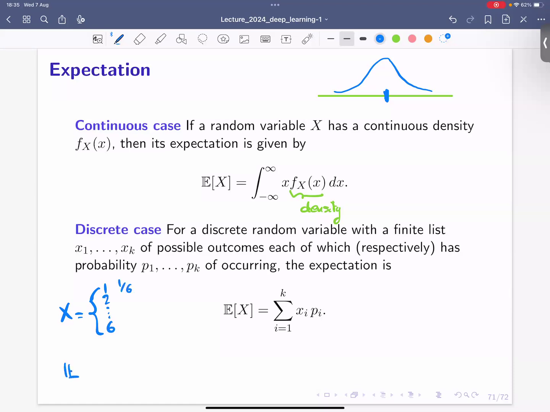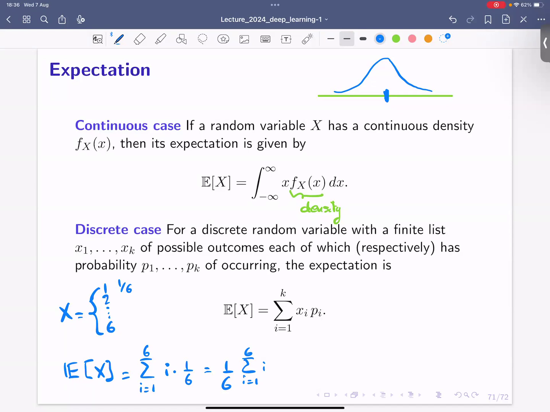And let's say I'm asking you what is the expectation of X. So what do you have to do here? You have to sum over i from 1 to 6. We have 6 possible values times xi. So in this case, let's say xi is just i itself. And then pi is, right, this probability pi, we said is 1/6. Okay, so simply here you can see this is 1/6 times the sum here. Okay, and so this you can calculate. All right, so this is, for instance, how you could calculate the expectation of your random variable.